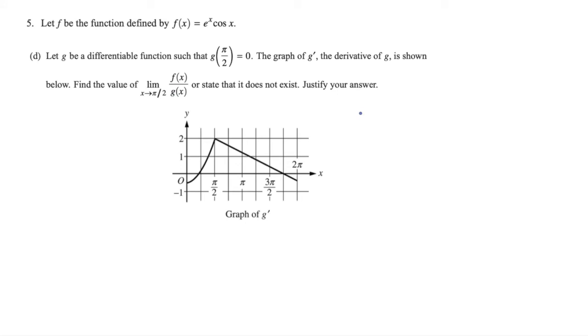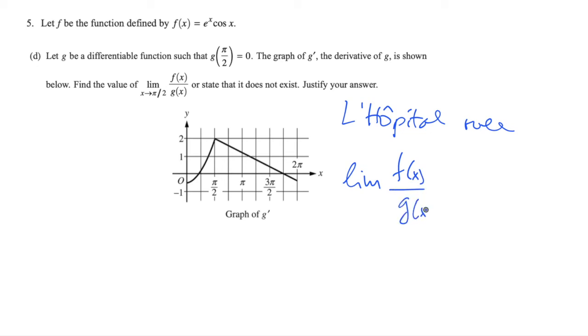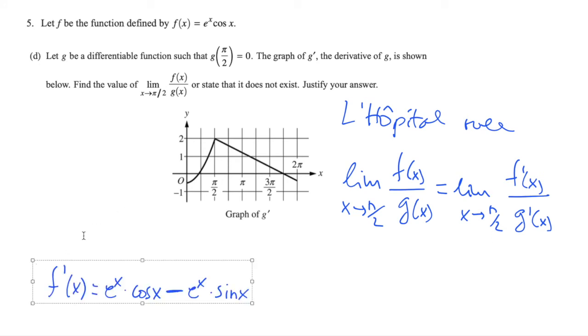We can use L'Hopital's rule. According to this rule, the limit of these two functions, f over g, when x approaches pi over 2, will be equal to the limit of the derivatives of f and g, also when x approaches pi over 2. In the previous section, we found the derivative of f. We have it here, so we don't need to find it again. We can just use this one.